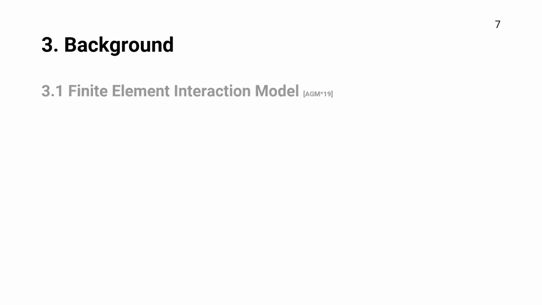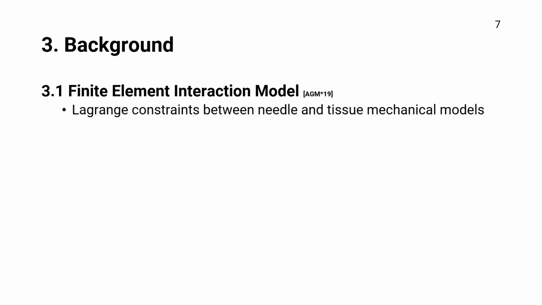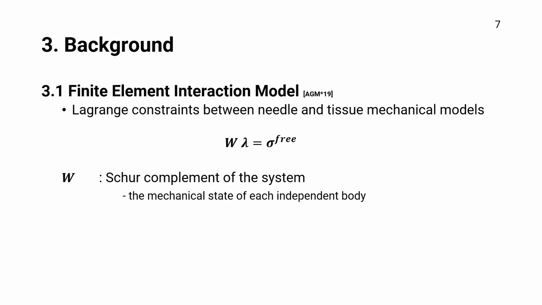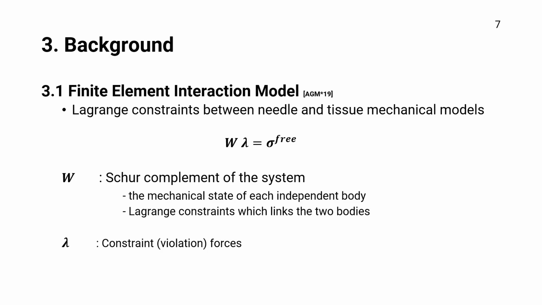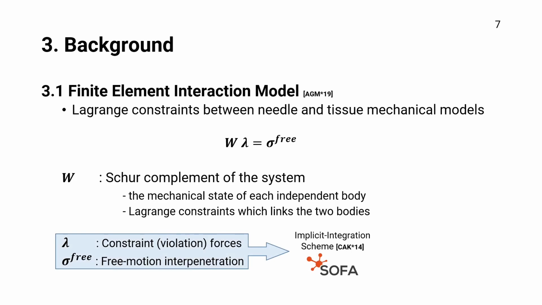Before introducing our method, we'll take a step back and review the interaction model used in our simulations. It's based on Lagrange constraints expressed in the equation below, where W is the Schur complement of the system and embodies both the mechanical state of each body and the constraints linking them. Lambda are the reaction forces to any violation of the constraints, and sigma free is the free motion interpenetration computed between the bodies. We solve for both lambda and sigma using an implicit integration scheme based on the SOFA framework.